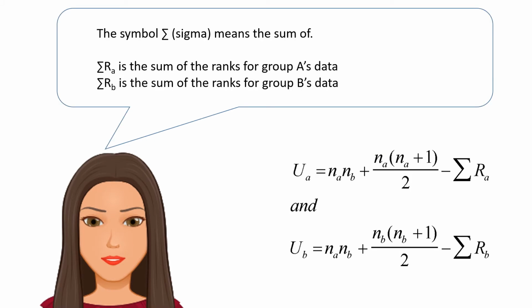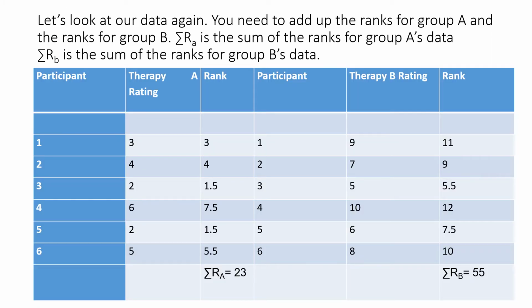The symbol sigma means the sum of. So sigma RA is the sum of the ranks for Group A's data, and sigma RB is the sum of the ranks for Group B's data. Let's look at our data again. You need to add up the ranks for Group A and the ranks for Group B. Sigma RA is the sum of the ranks of Group A's data.